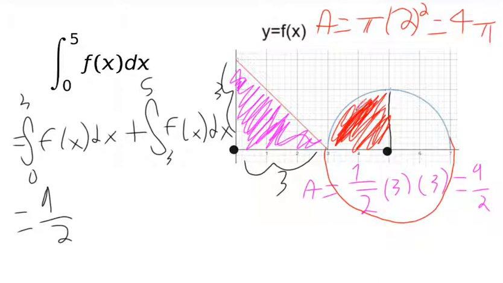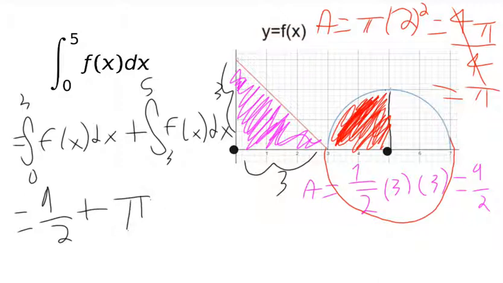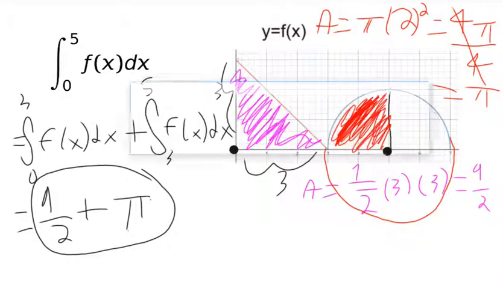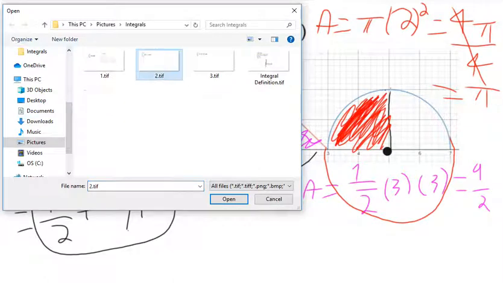Now to find the area that I've shaded in red here, that's a quarter of the whole circle, so I have to divide this by 4. And of course, the 4's cancel out, and we're just left with pi. So coming back over here, the integral from 3 to 5 of f of x dx is pi. And then all I have to do is add these together, and this is the total integral from 0 to 5 of f of x dx. We'll do a couple more problems.